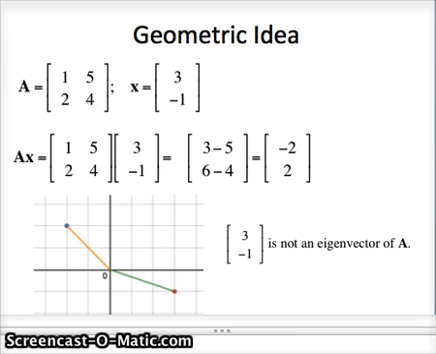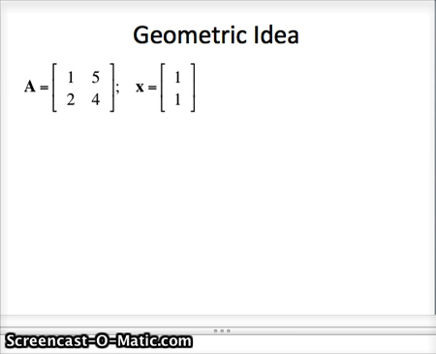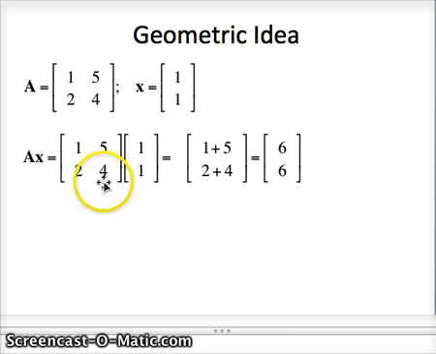Let's take a look at a vector that is an eigenvector. So if I'm looking at 1, 1. Again, the vector 1, 1 is over 1, up 1, just to get a visual for that. But we're going to multiply A times x and see what we get. So we have 1, 5, 2, 4 times 1, 1. 1 times 1 is 1. 5 times 1 is 5. 1 plus 5 is 6. 2 times 1 is 2. 4 times 1 is 4. 2 plus 4 is 6.